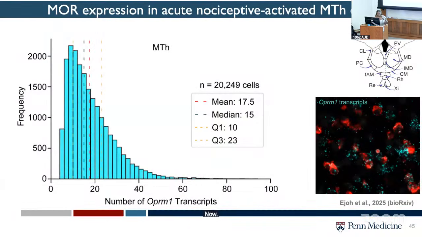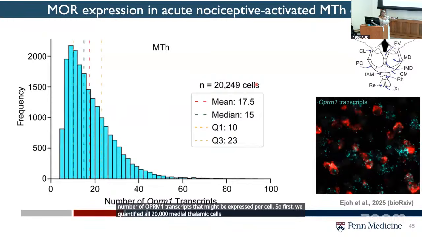Now let's quantify. So for OPRM1 specifically, we were interested in the number of OPRM1 transcripts that might be expressed per cell. So first, we quantified all 20,000 medial thalamic cells across all subnuclei in both hemispheres of 6 mice and plotted the distribution of number of OPRM1 transcripts per cell, finding this non-normal skewed distribution. We found an average of 17.5 transcripts per cell, a median of 15, and information about number of transcripts in each quartile. And these are representative images of some of these punctate transcripts within the cells.